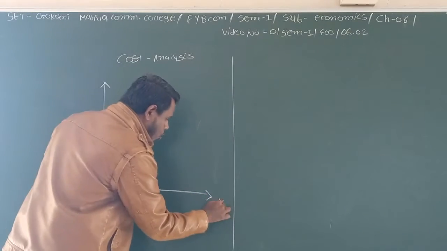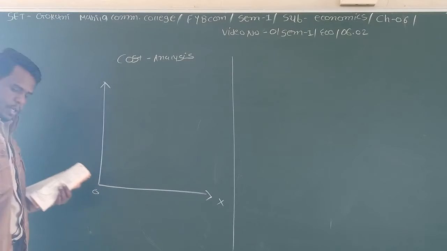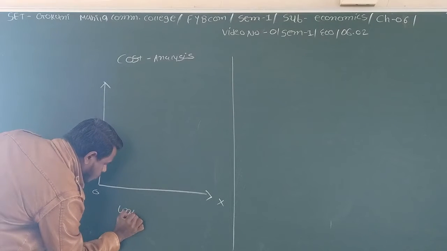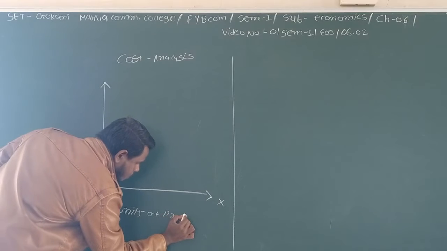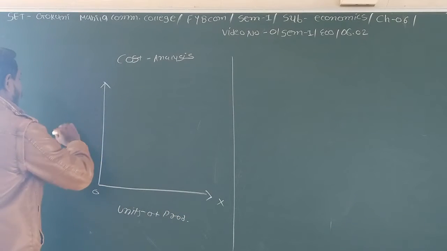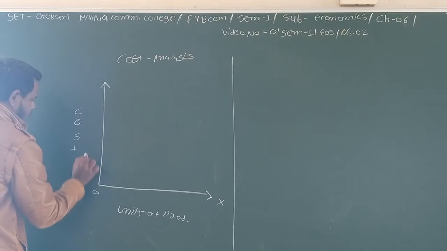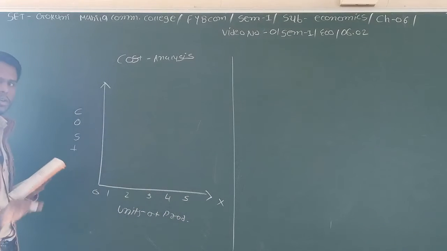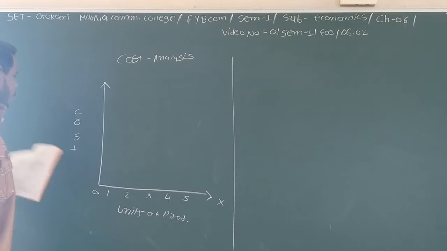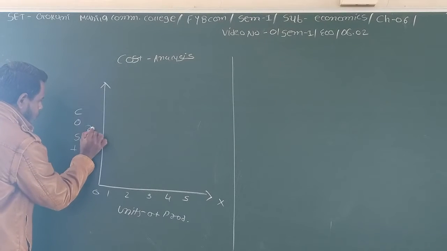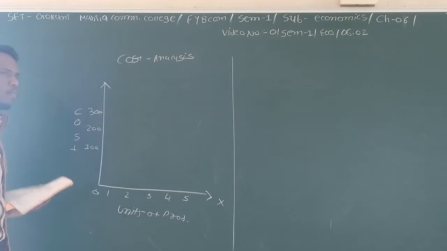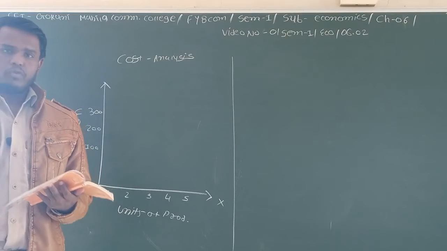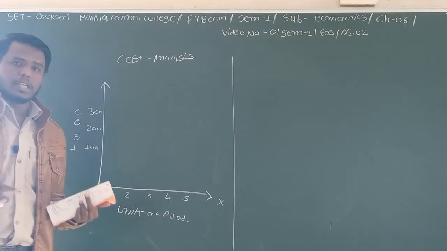So basically, on the OX axis, units of production are given. On the Y axis, cost is given. So units of production 1, 2, 3, 4, 5, whatever. And on cost there is 100, 200, 300. So basically this is the diagram of fixed cost. There would not be any change in the cost.